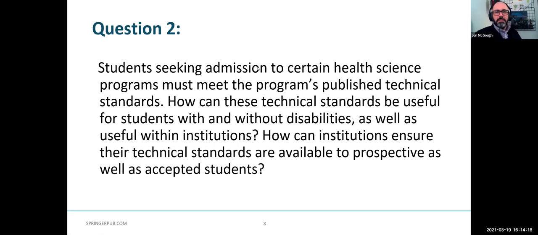Students seeking admission to certain health science programs must meet the program's published technical standards. How can these technical standards be useful for students with and without disabilities, as well as useful within institutions? How can institutions ensure their technical standards are available to prospective as well as accepted students?